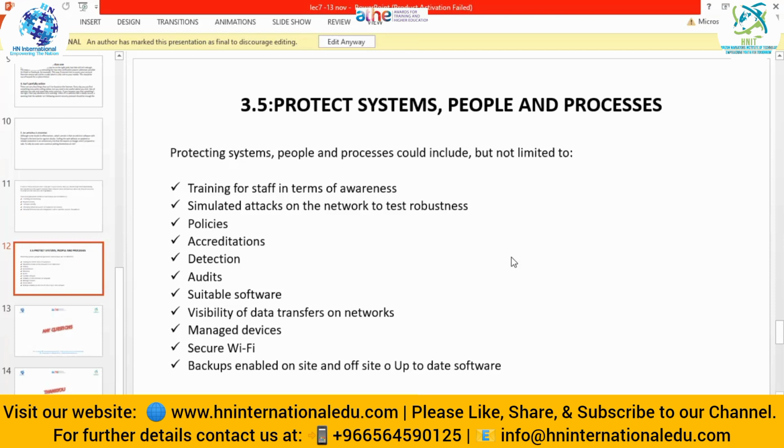For example, we know about protection, but when a problem comes, what do we have to do then? We know all the processes of protection, but which process we have to follow at that particular time, that is called awareness. Then training: staff should be trained about when and how to protect the system when some issue comes. Then there are simulated attacks on the network to test robustness.